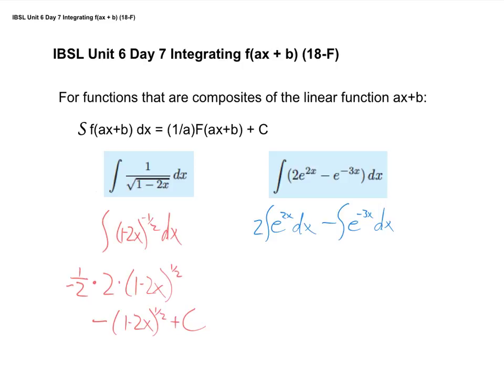Okay? So, if I'm taking the integral of e to a power, what does that equal?